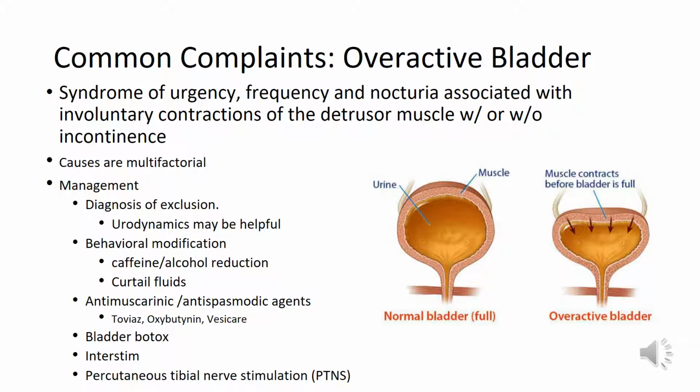Overactive bladder, or OAB, is another common urological complaint. OAB is a syndrome of urgency, frequency, and nocturia associated with involuntary contractions of the detrusor muscle with or without incontinence. The causes of OAB are multifactorial, such as urinary tract infections, ingestion of alcohol and excessive caffeine, certain medications such as diuretics, neurological conditions, and anxiety. Because many factors can contribute to OAB, it is a diagnosis of exclusion.